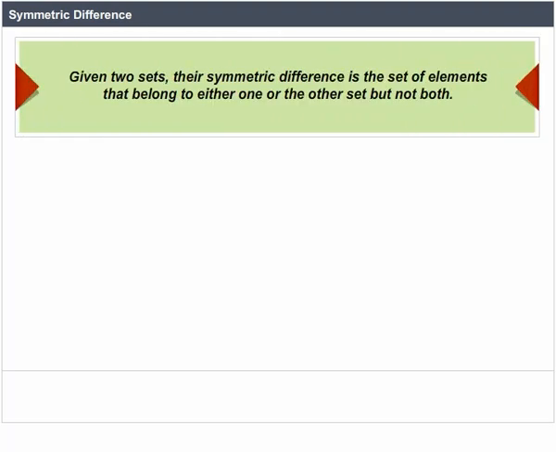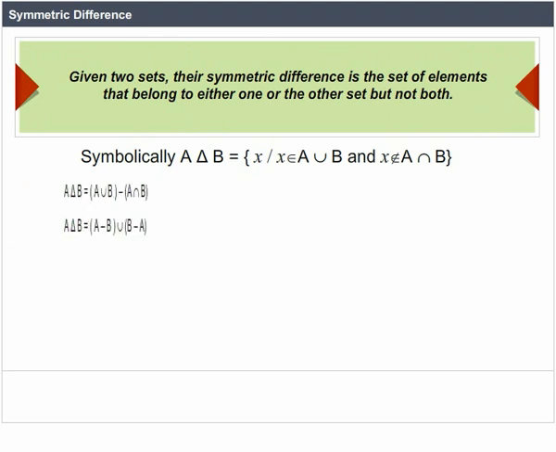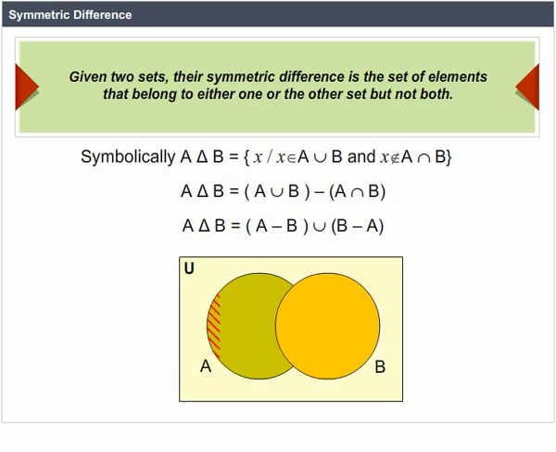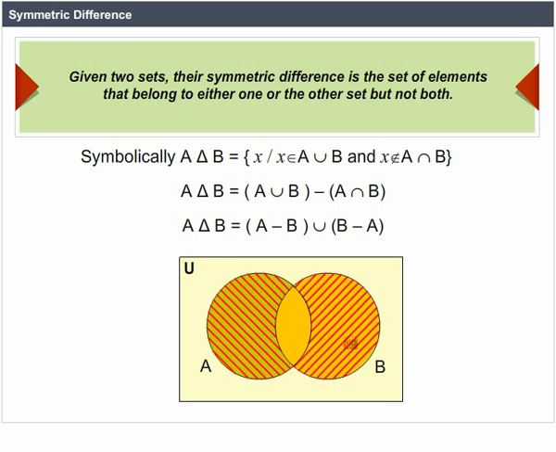Symmetric difference. Given two sets, their symmetric difference is the set of elements that belong to either one or the other set but not both. Symbolically, A delta B equals {x such that x belongs to A union B and x does not belong to A intersection B}. A delta B equals A union B minus A intersection B. Then A delta B equals (A minus B) union (B minus A). A delta B is shaded.